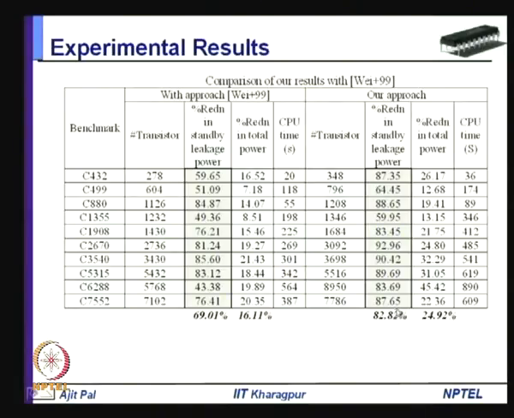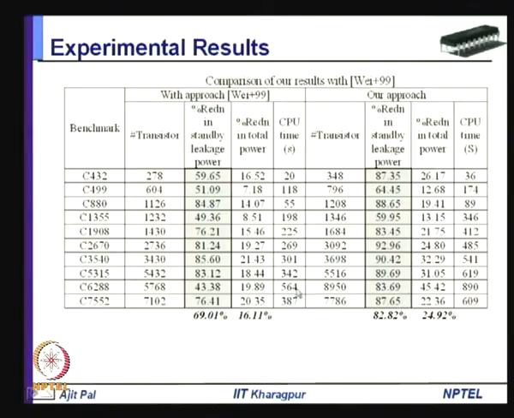So much larger reduction is occurring, primarily because a larger number of transistors are assigned high VTH. You can see here the number of transistors to which the high threshold voltage can be assigned is 278, and here it is 348, and so on. So more and more transistors are assigned high VT, and as a consequence you are able to achieve a larger reduction in leakage power.